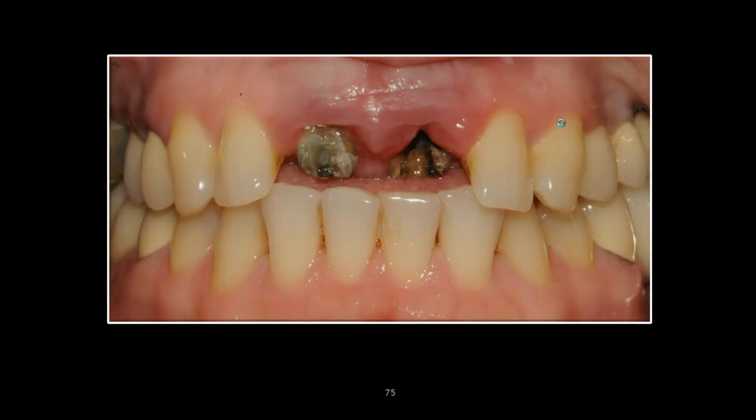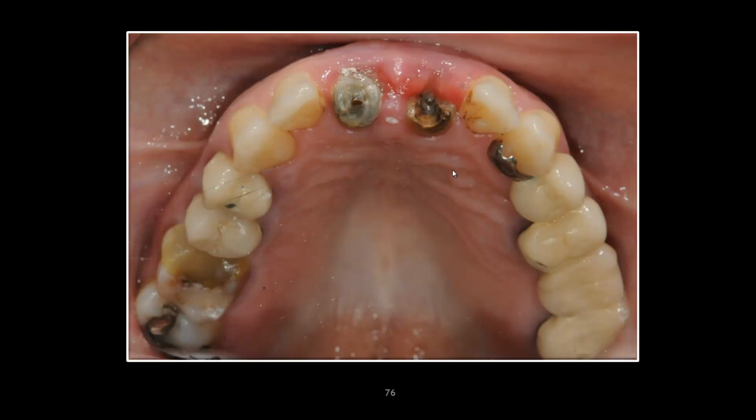So let's look at this case. This patient presents with an occlusal problem, but we're going to look at only the surgical part and how the tissue is going to react. Of course, I would deal with this patient a little bit differently, but let me show you what happened. Those two central incisors are hopeless and have to be extracted. But I want you to see the position of those central incisors.